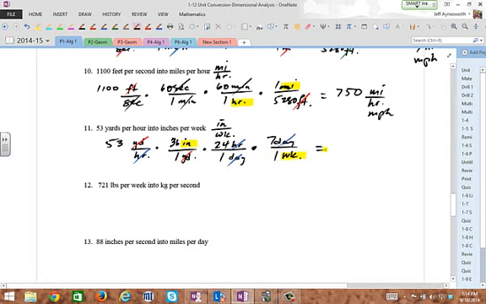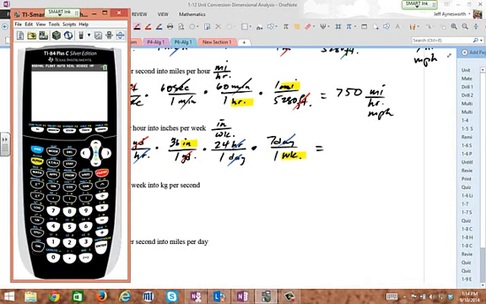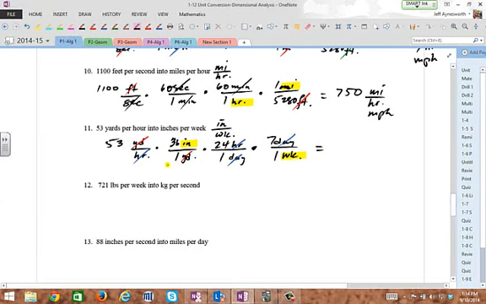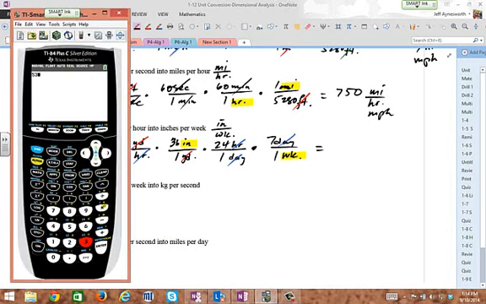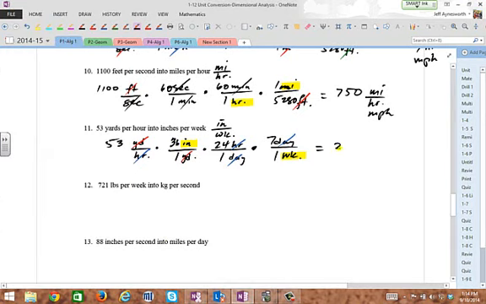Beautiful. So we have to multiply all these numbers together. So let's do it starting with 53. So clear it out. 53 times 36 times 24 times 7. Boom. Right there, 320,544. 320,544 inches per week.